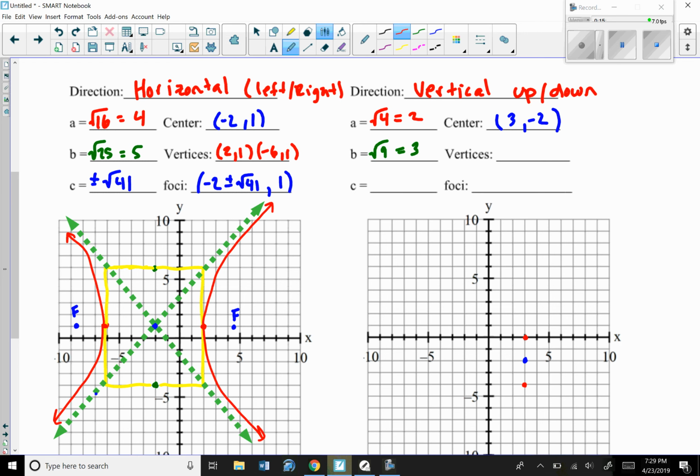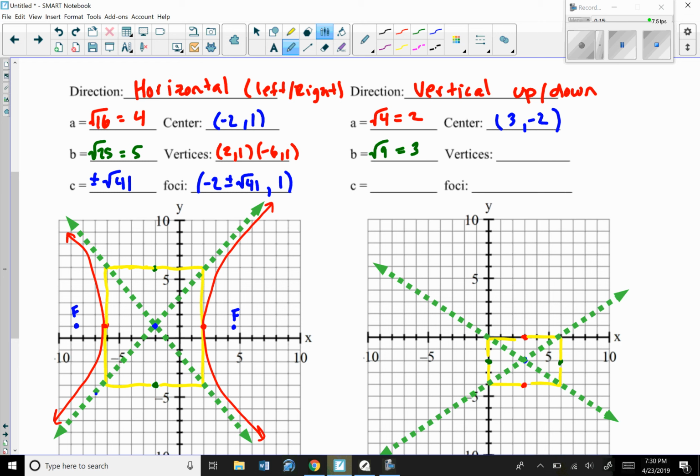And remember, these are the vertices, or where the hyperbola starts, I should say. And then for this, we're going to go right 1, 2, 3, because that's the b distance, and left 1, 2, 3 from the center. And that gives us the rectangular box. And from there, we can graph our asymptotes. Now we have our asymptotes on our graph, and we can find our vertices again here and here.